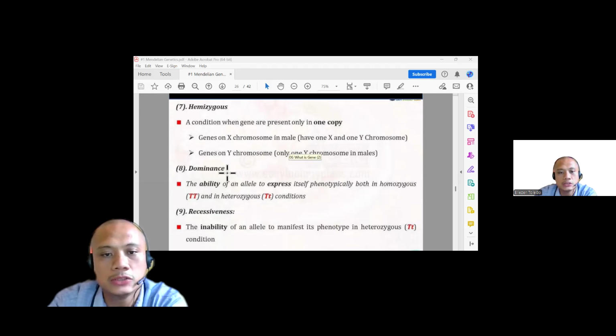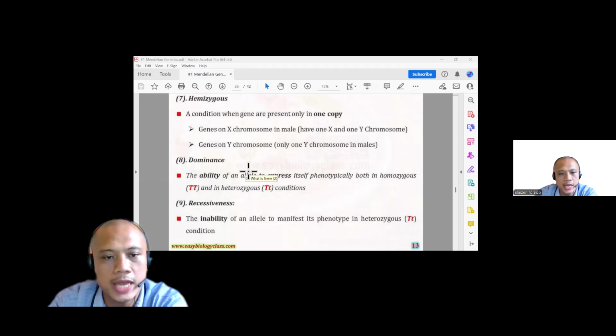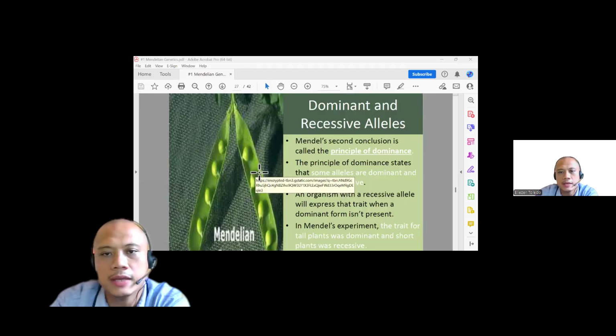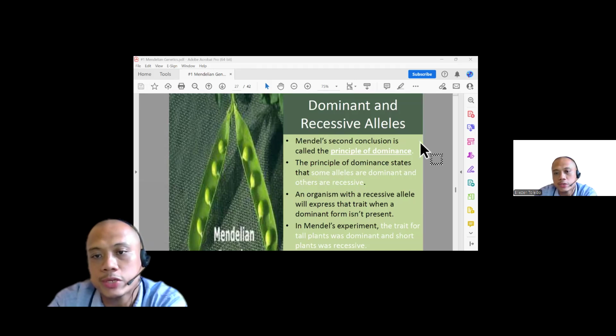Hemizygous. Okay. Dominance has been discussed already, and recessive has been discussed already. Dominant and recessive would mean the principle of dominance. Okay, moving on.